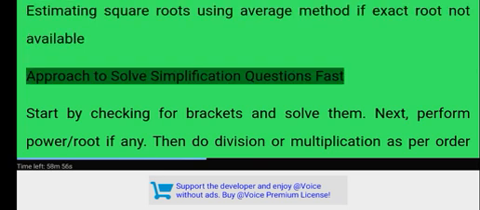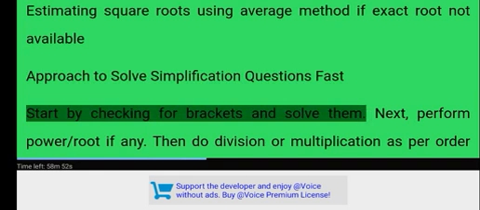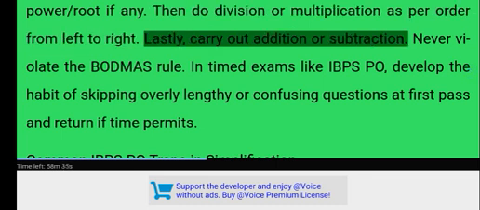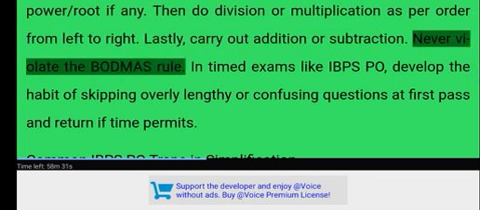Approach to solve simplification questions fast. Start by checking for brackets and solve them. Next, perform power and root if any. Then do division or multiplication as per order from left to right. Lastly, carry out addition or subtraction. Never violate the BODMAS rule.